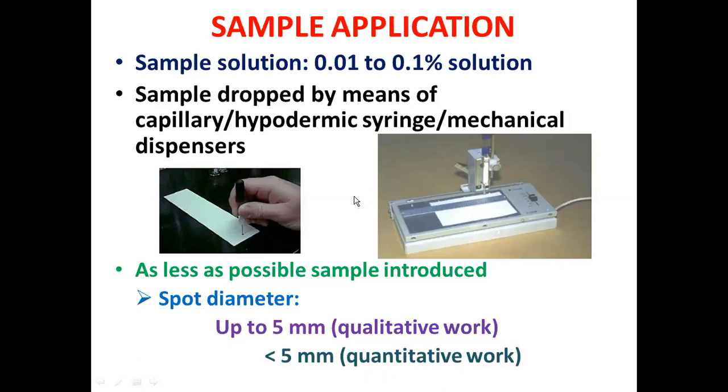Therefore, a suitable sample solution of concentration from 0.01 to 0.1% is going to be dropped by means of a capillary or hypodermic micro syringe, or also by means of mechanical dispensers. Up to 5 millimeter of drop size is employed if the analysis is qualitative, or for quantitative analysis, the drop size will be less than 5 millimeter.